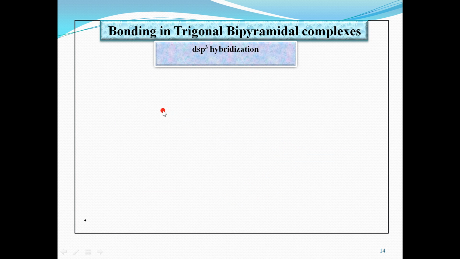Now the next geometry is trigonal bipyramidal, which has dsp3 hybridization. Take an example of trigonal bipyramidal geometry, Fe(CO)5. Here the carbonyl group is a neutral ligand surrounding the Fe. So what is the oxidation state of Fe? It is 0, because carbonyl is a neutral ligand.